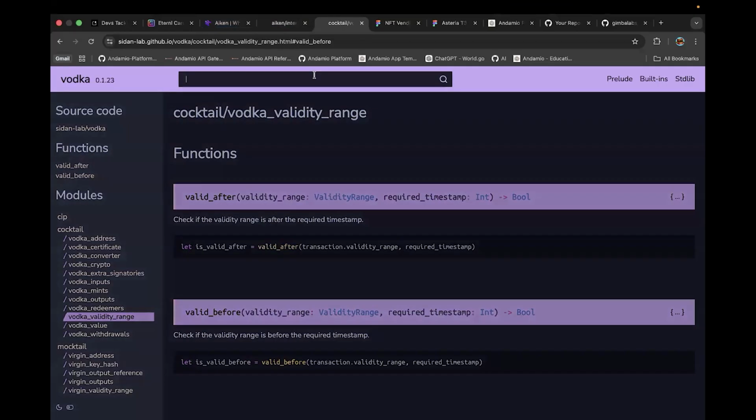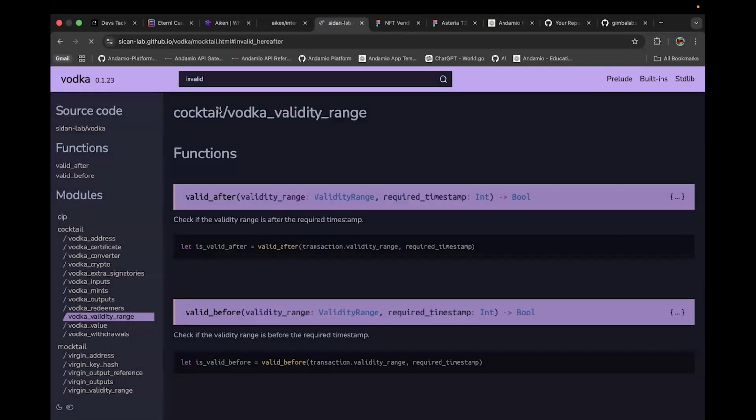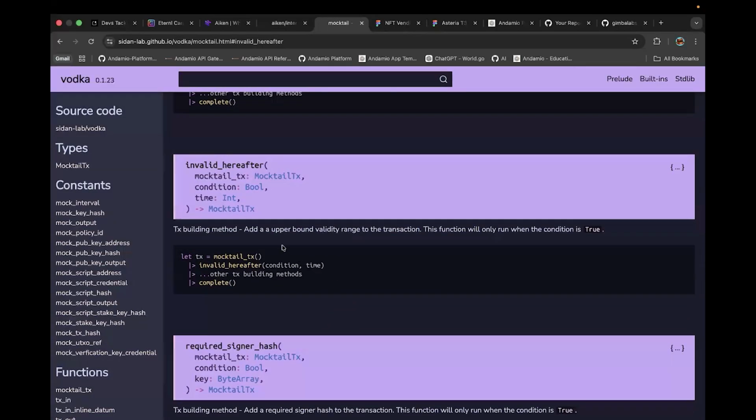Invalid hereafter. Okay. So what is this exactly doing? Add the validity upper range bounds to the transaction.